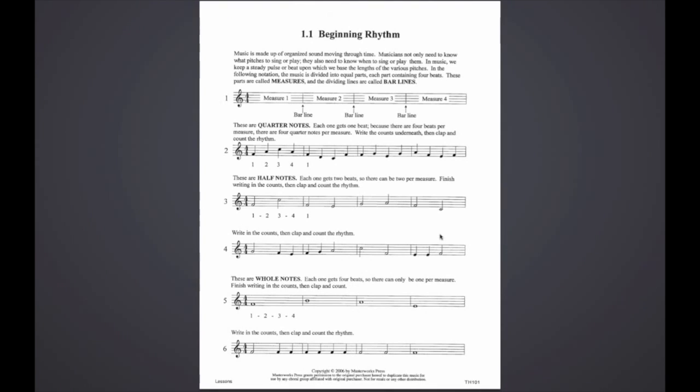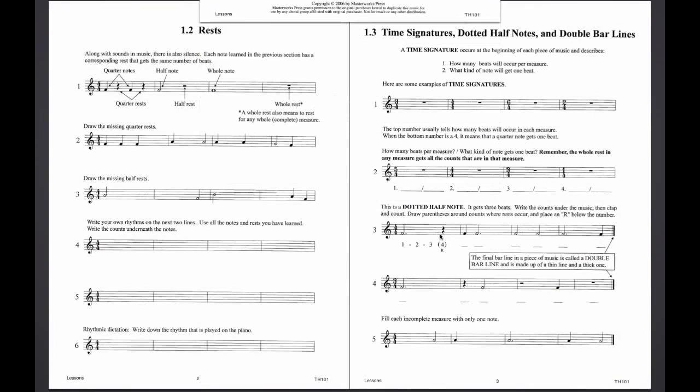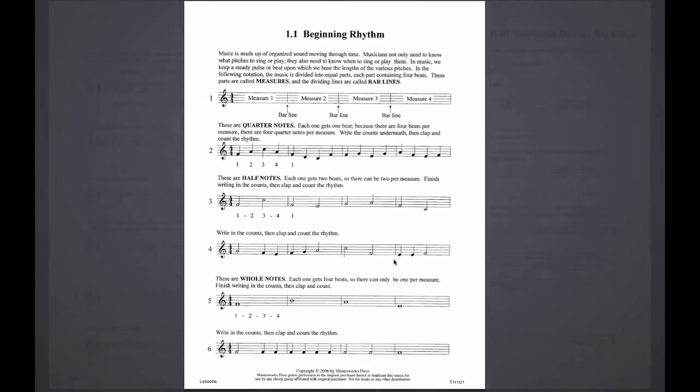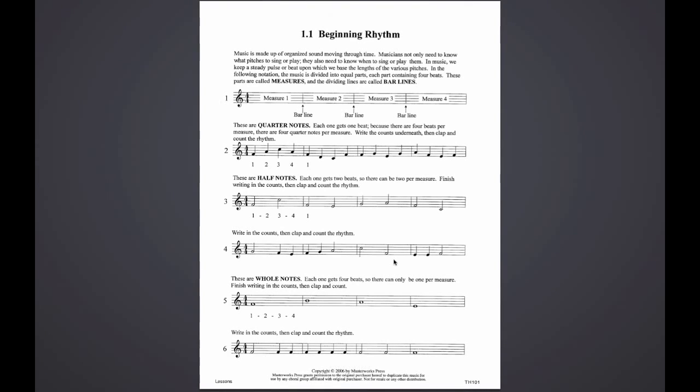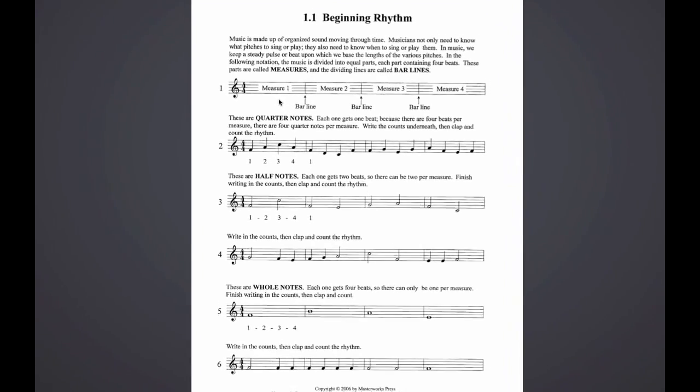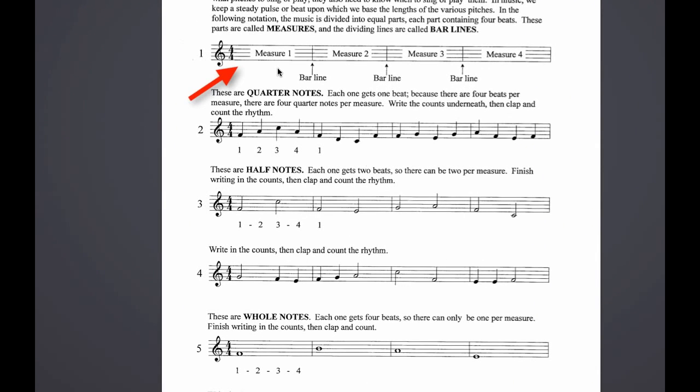Today we're going to look at 1.1 beginning rhythm as a review, 1.2 rests, which we did yesterday to review, and then we'll do 1.3 time signatures, dotted half notes, and double bar lines.